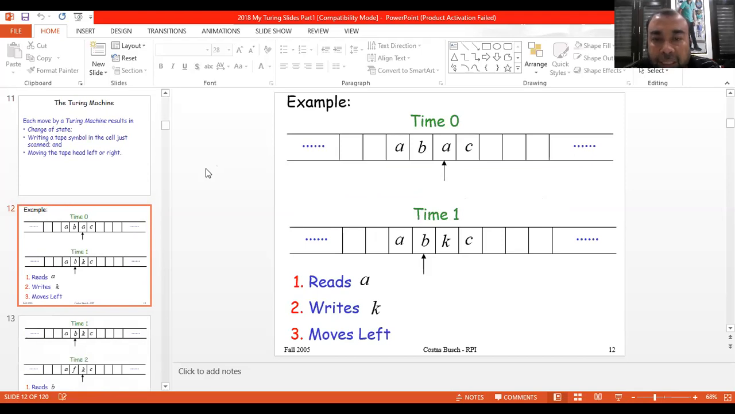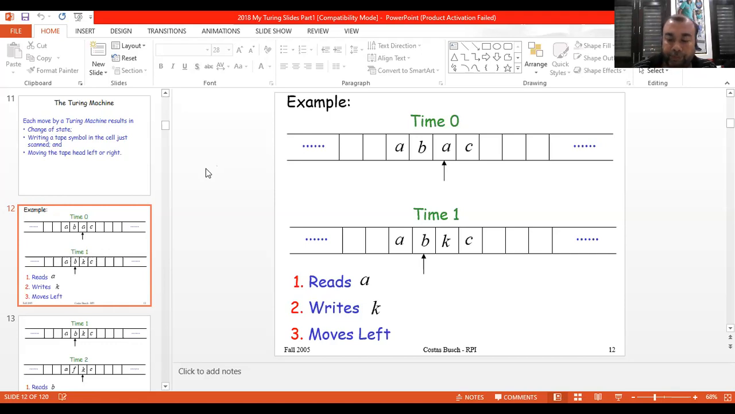So now let us see this scenario, time 0 and time 1. Let us focus on time 0. It means you are reading A from the input tape. Now what is happening in time 1: you have read A from the input tape, you convert this symbol A into K and move one step backward, or we can say to the left hand side. So that has been written as 1, 2, 3: read A, write K, and move left.